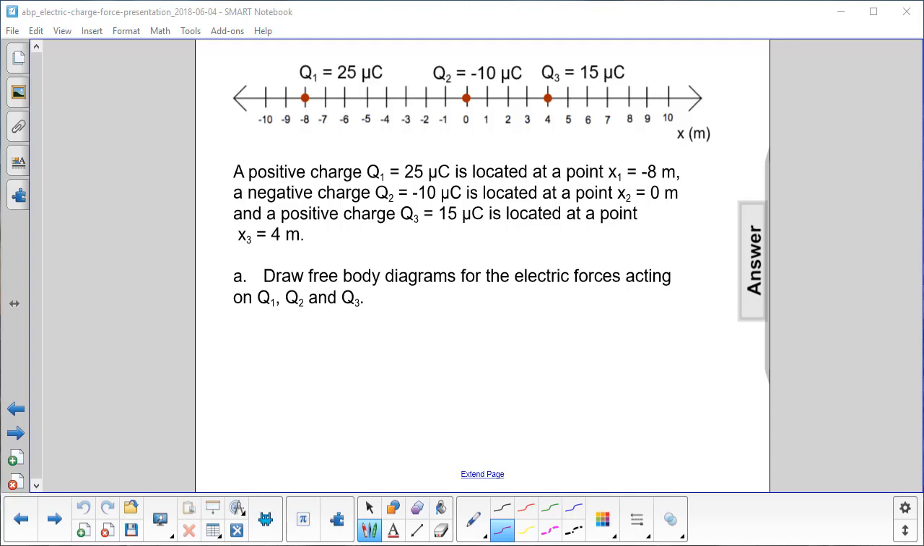A positive charge, Q1, equals 25 microcoulombs. And let's recall, what does micro mean? Micro is 10 to the minus 6. Okay? That's located at point x1 equals minus 8. And then here's Q2 on the number line, and here's Q3. Draw free body diagrams for the electric forces acting on Q1, Q2, and Q3.